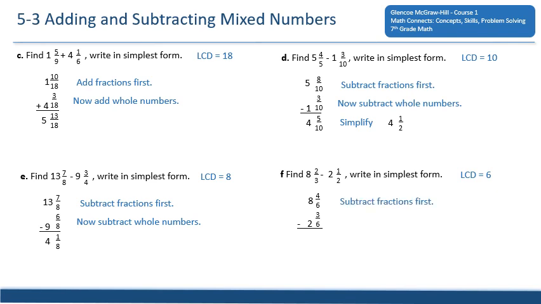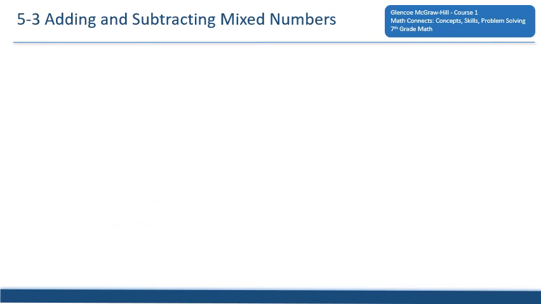Now we can subtract the numerators. 4 minus 3 is 1 over 6. And then we can subtract the whole numbers. 8 minus 2 is 6. So we have an answer of 6 and 1/6.